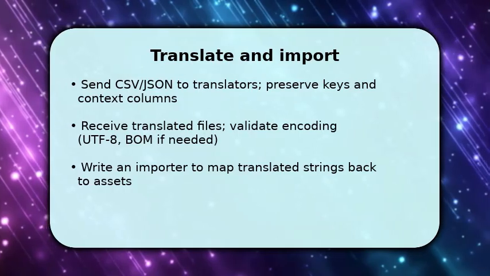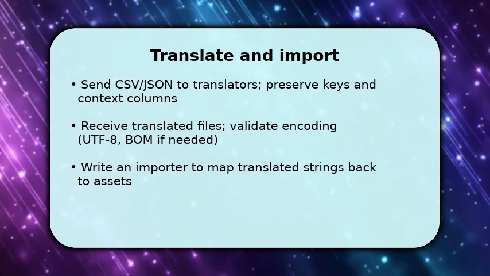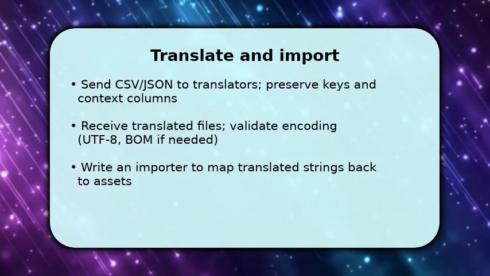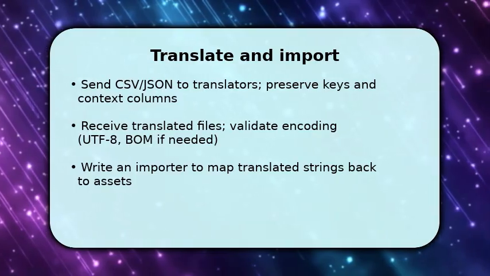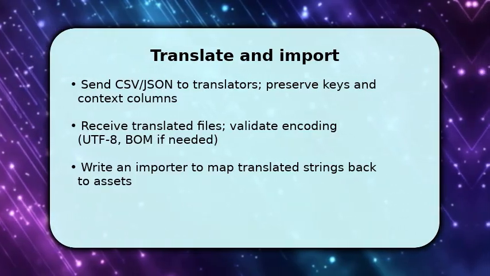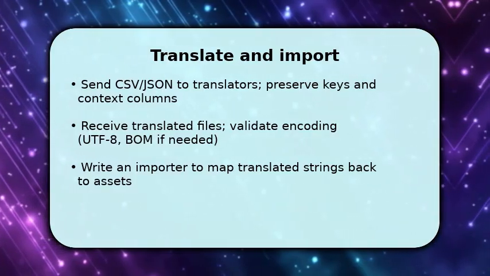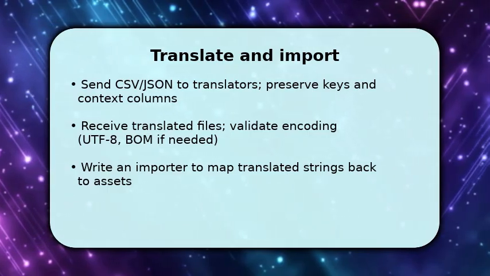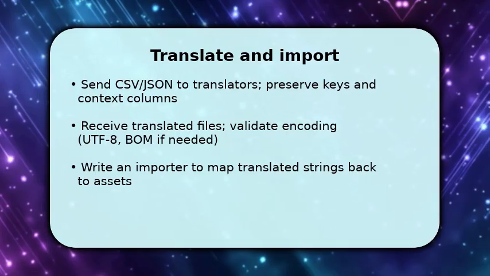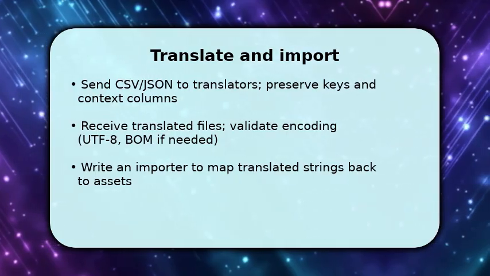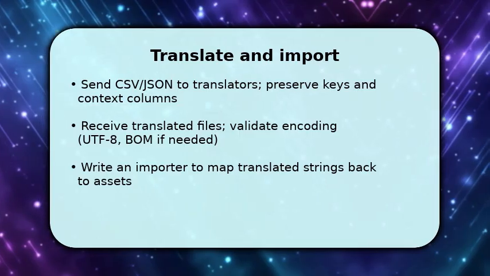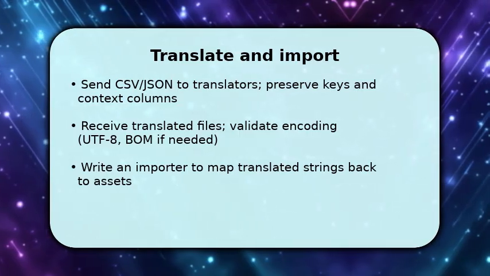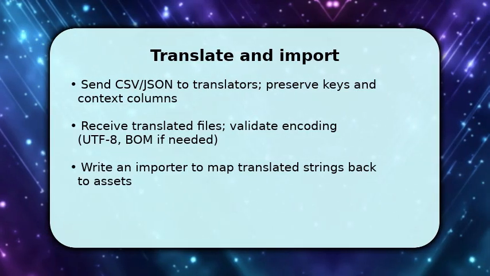You hand the CSV or JSON to translators, ensuring keys and context columns stay intact so lines map back correctly. When files return, validate UTF-8 encoding and fix BOM issues that break Unity. Then use an importer script or localization package to read translated entries and replace asset text by key. Update Text Mesh Pro components, prefabs, and scriptable objects.